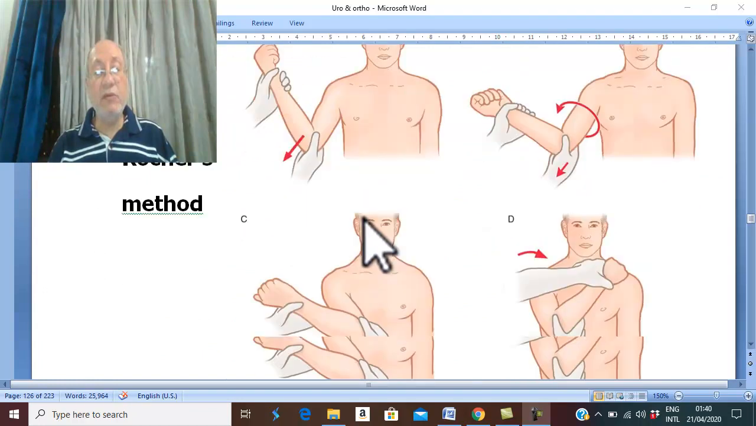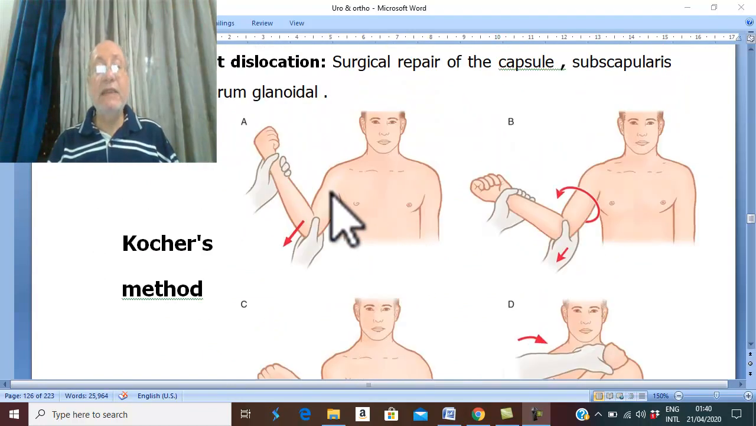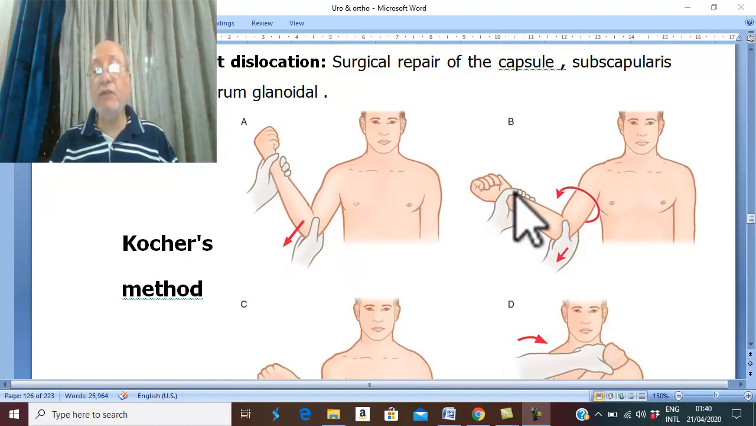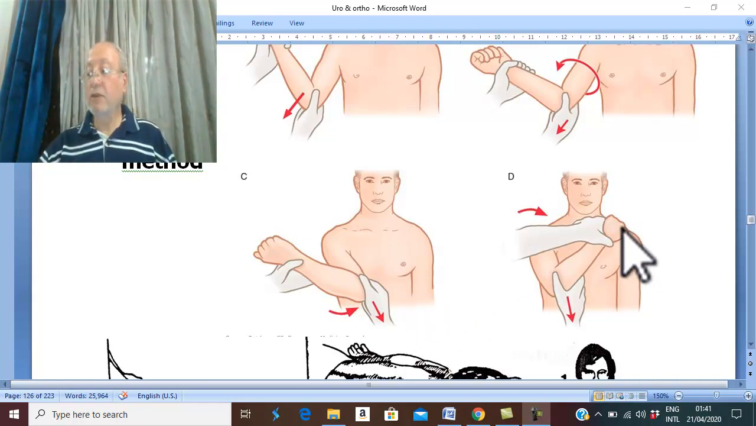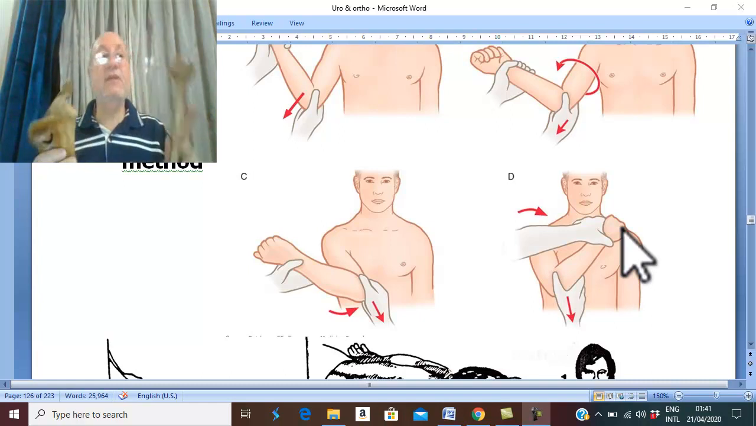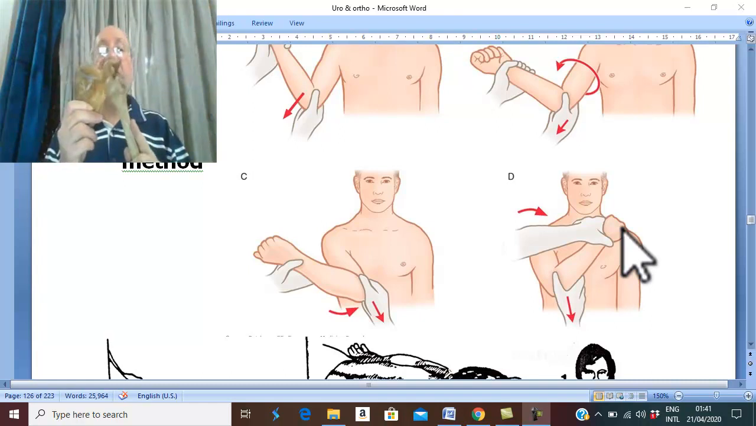What is the Kocher method? Traction on the abducted arm, then external rotation of the abducted arm, then adduction and internal rotation. You don't understand anything, sure. Look at this. This is a dislocation.